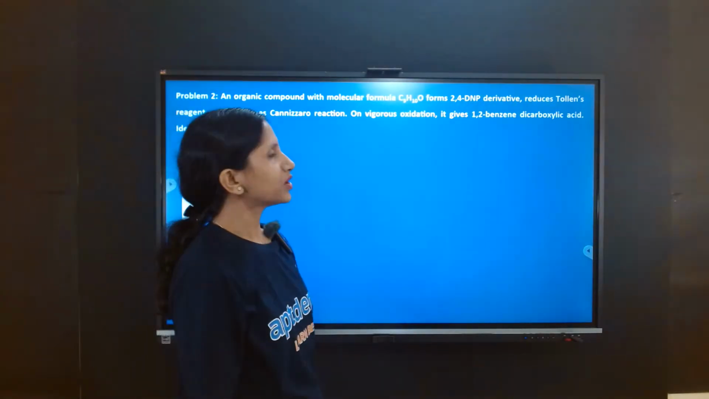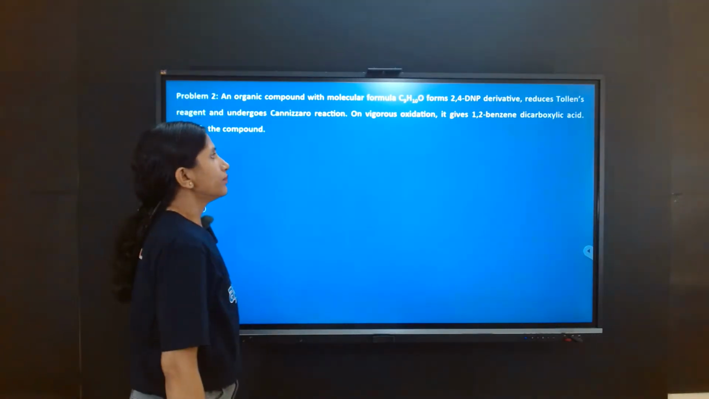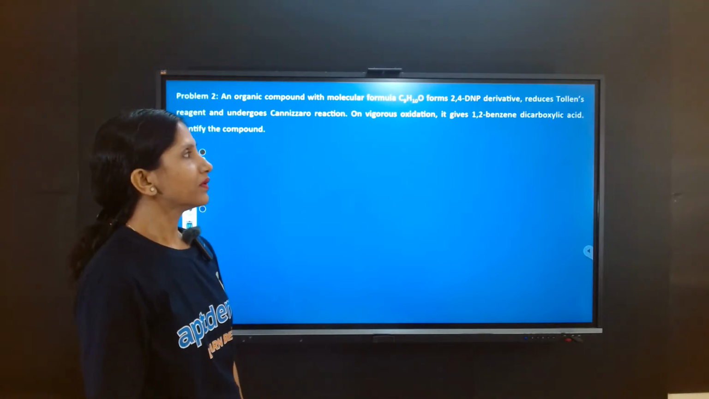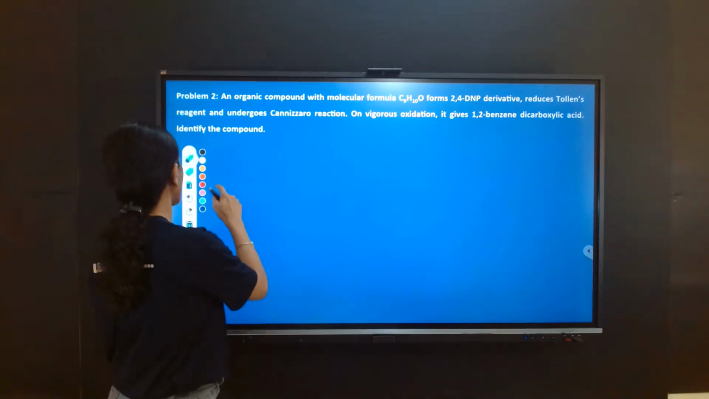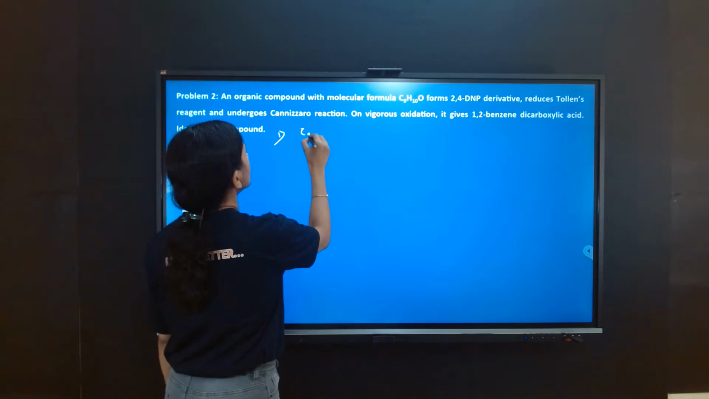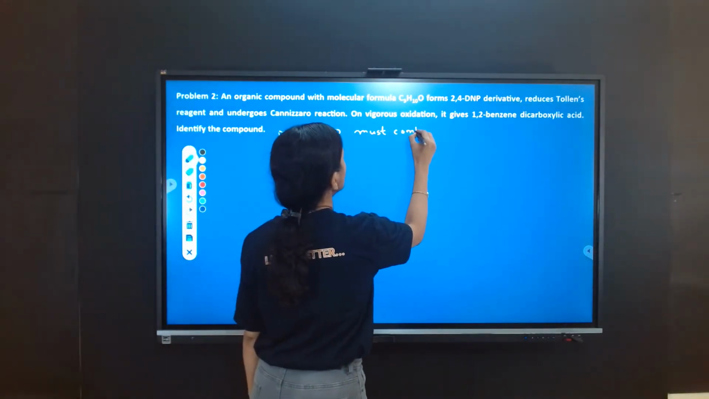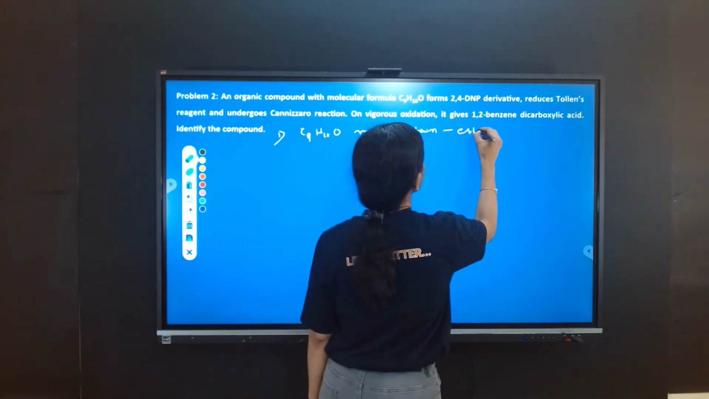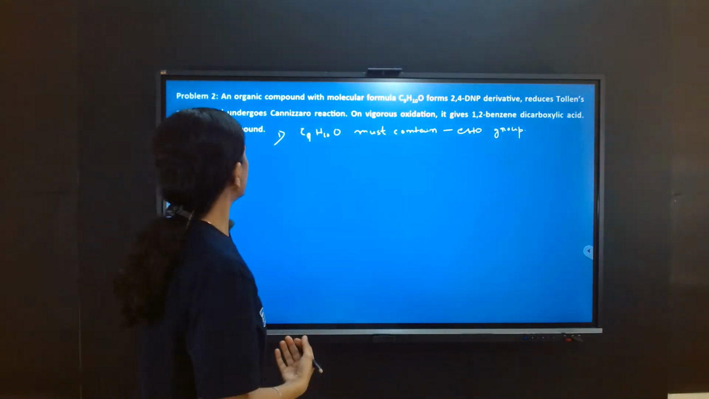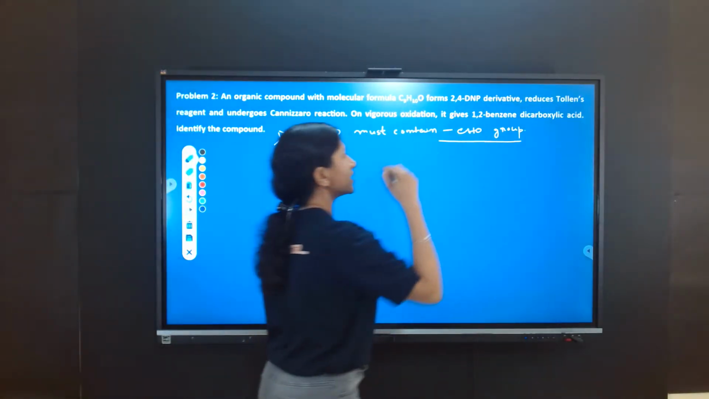Now I hope that in this chapter you have already learned about the Tollens reagent, and also about the Cannizzaro reaction. Because this organic compound with molecular formula C9H10O forms a 2,4-DNP derivative and reduces Tollens reagent, we can say from our understanding that this compound with formula C9H10O must contain a CHO group, right? So one thing we are sure of is that it contains a CHO group.